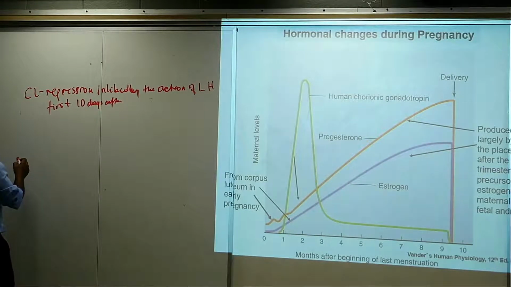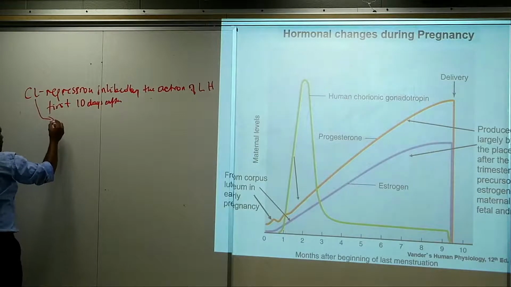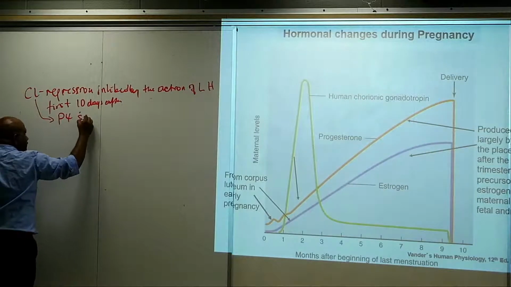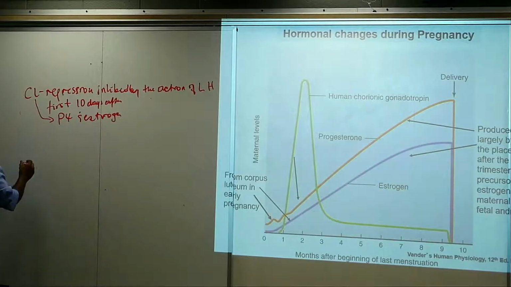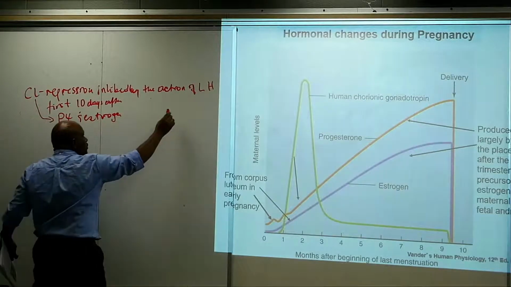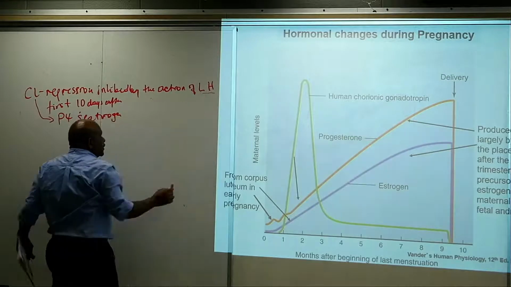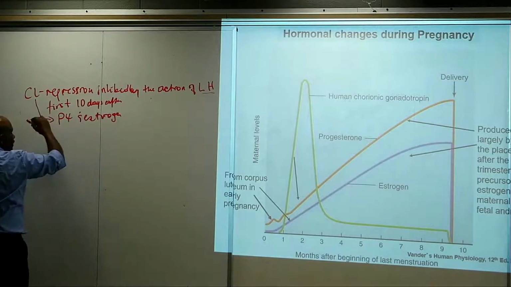Then later on, the corpus luteum is the main source of progesterone, as I said, and estrogen during that specific period. However, if there is no pregnancy, then the LH will be diminished, and the inhibitory effect of the LH will not be there. So the corpus luteum will degrade or regress.